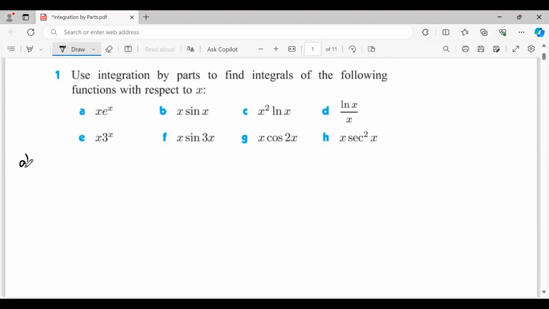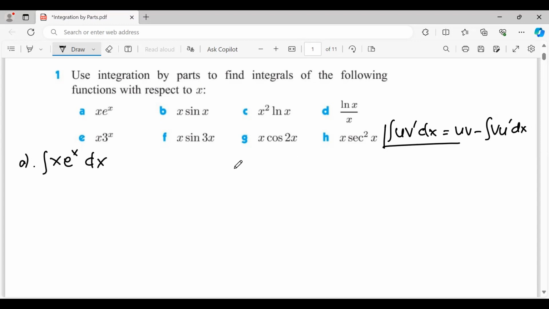1a, integral x times e power x dx. For these integrations, based on the formula for integration by parts: integral u times derivative phi dx equals u times phi minus integral phi times derivative u dx. That's the formula for integration by parts.